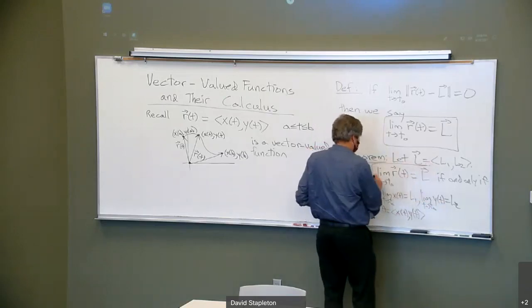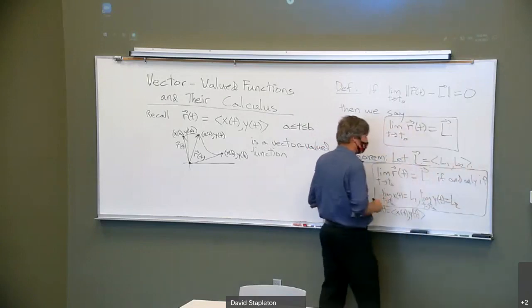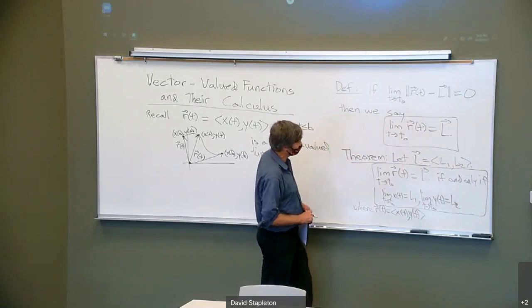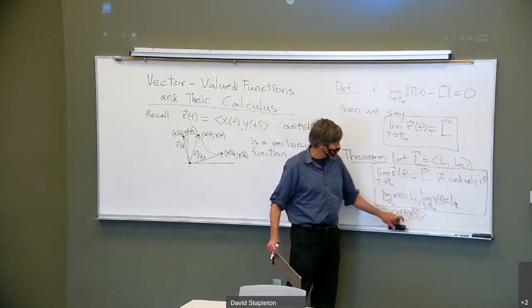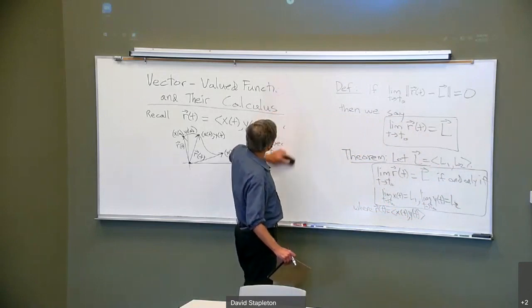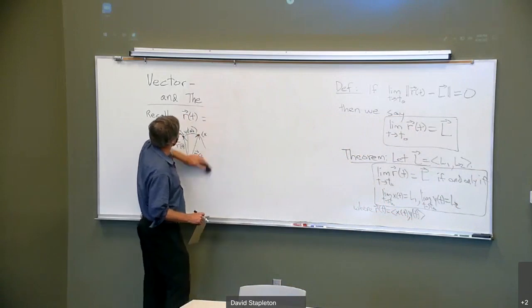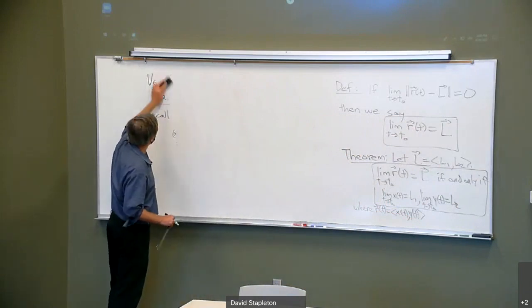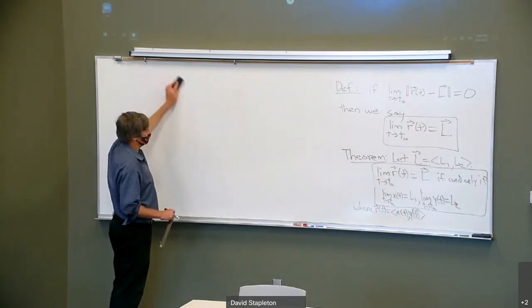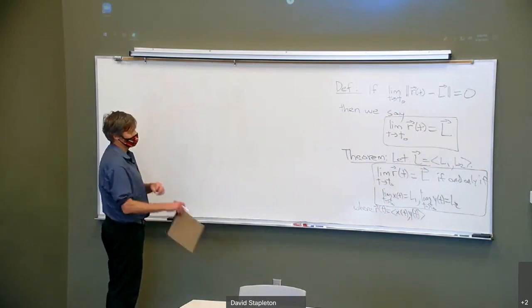So that's the nice thing about this definition that leads to this result: the limit of a vector value function exists if and only if the limit of all the components exists, in which case the limit is the vector of the limits of the components. Now, having said that, we could do some simple example.